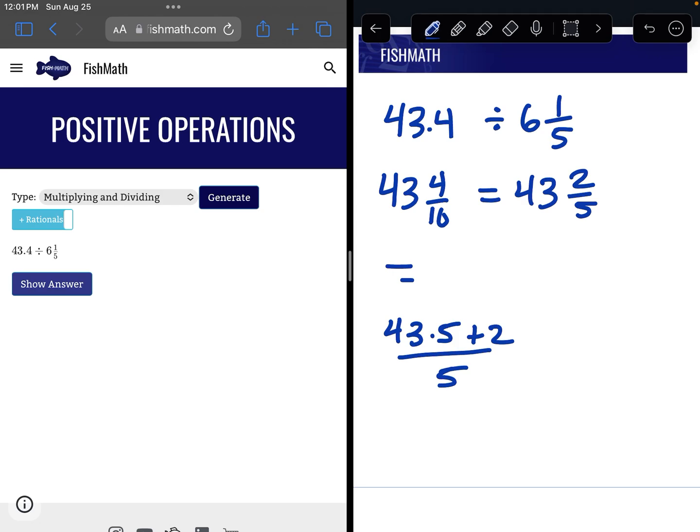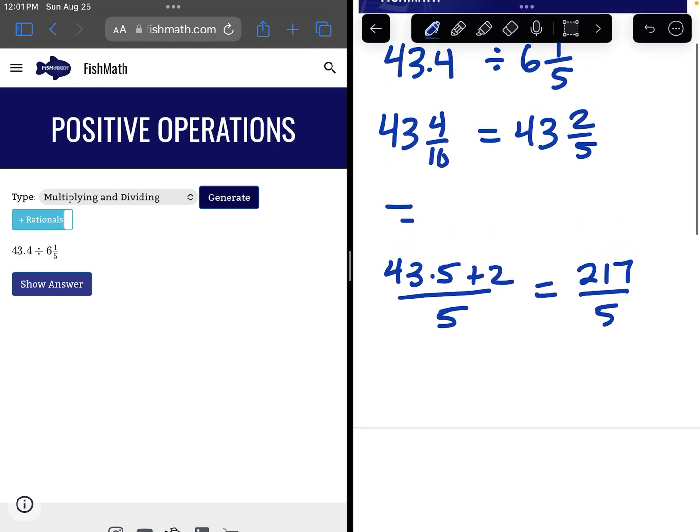All right, so 43 times 5, well, 40 times 5 would be 200, and then 3 times 5 would be 15. So this would be 215 plus 2 all over 5, which is 217 over 5. That looks a little bit scary, kind of a big number, but we'll figure it out. 6 1/5, let's do that one. Same idea: 5 times 6 would be 30, plus 1 is 31/5.